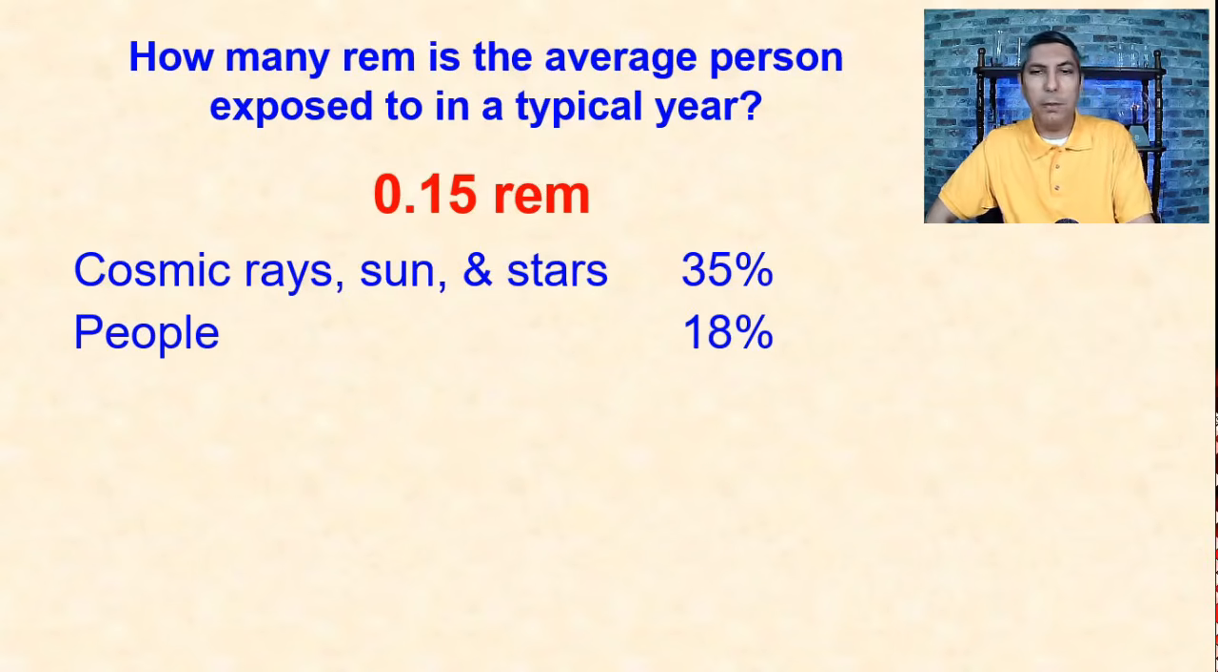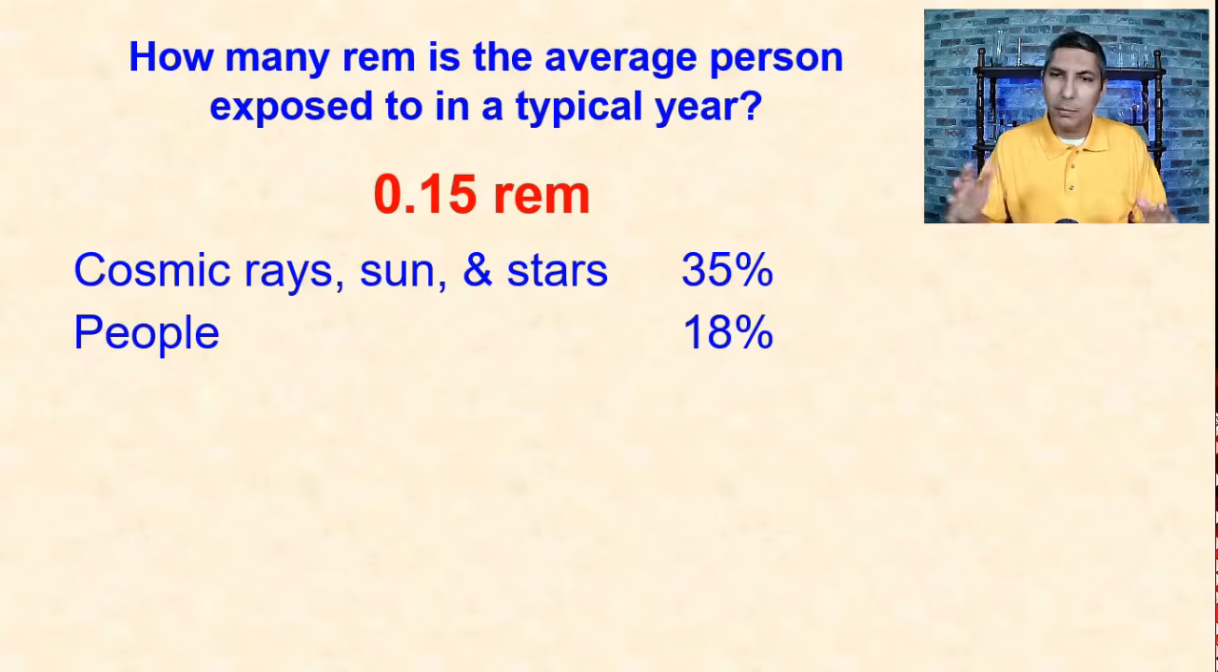We can also say people. Now, you may not have realized this, but people are also radioactive. Somewhere around 18% of your average radiation exposure comes from other people. The carbon atoms in your body are undergoing beta emission all the time. There is a certain level of radiation exposure that you are exposed to just by the fact that you're around people. And that's a little hard to believe sometimes, but that's true.